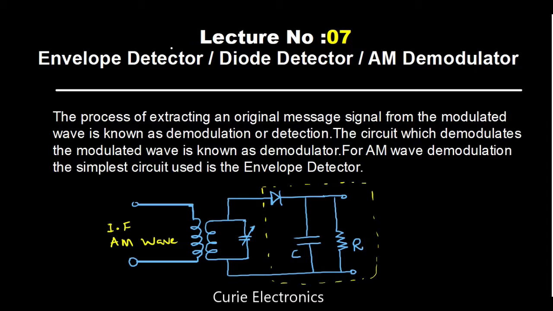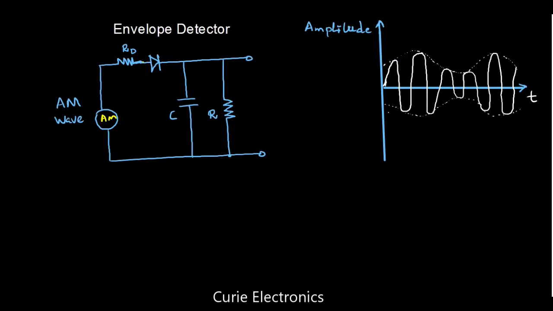Now this is the circuit diagram of envelope detector. This circuit is taken from a radio receiver. So from the IF output of the radio receiver, the signal comes to the detector or demodulator. Now we will see what this detector or envelope detector is and how it works.